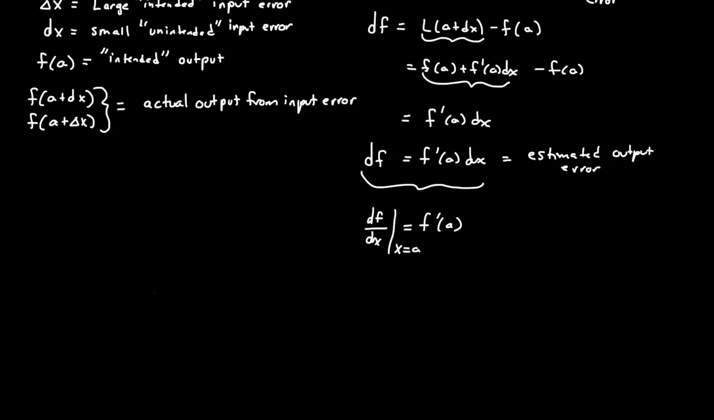Say one more time. F of a plus dx is approximately L of a plus dx. Delta f is approximately df, which equals f prime of a dx. And now the examples that we're going to go through are pretty simple, but they really are one of these two types.